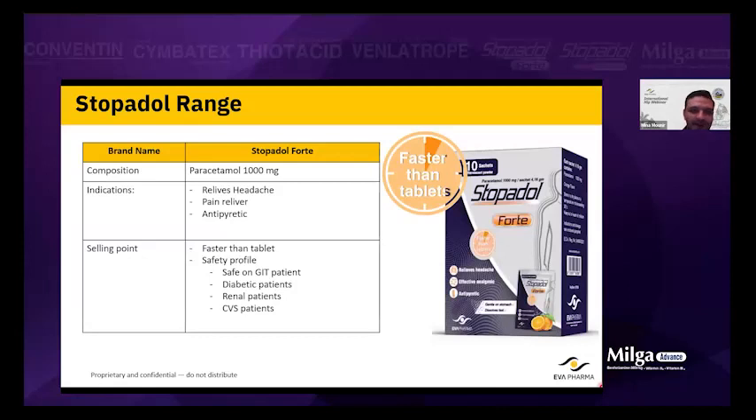Then we will move to our nociceptive pain products, which is the Stopadol range. I know the paracetamol molecule. Stopadol here in Egypt is paracetamol 1000 milligram, in the form of an effervescent tablet with orange taste. You can use it in acute cases in orthopedic management.